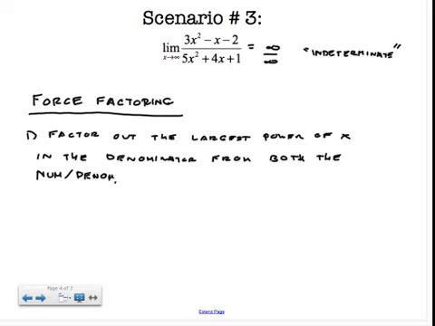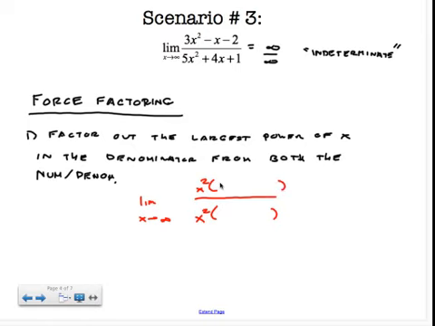Okay, now let's take a look at what happens when we do that. If I take this example right here, the directions say factor out the largest power of x that occurs in the denominator. So if I look at this example, that is an x squared. And what I need to do is factor out an x squared from the top, the numerator, and the bottom, the denominator. So what happens when I do that? This is why it's called force factoring, because this is not a natural thing to do.